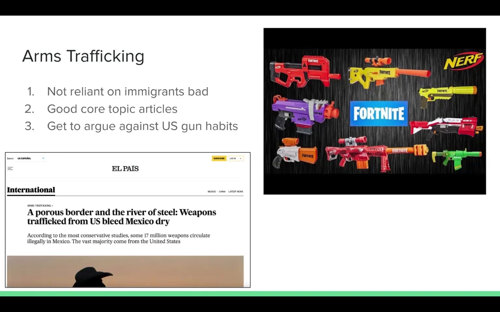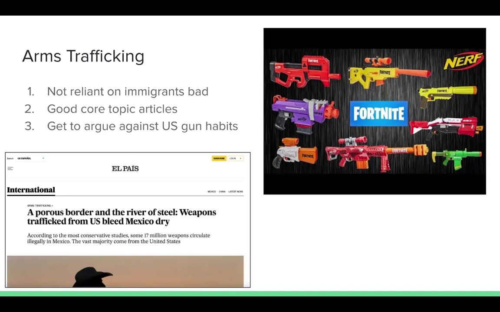that obviously could kill people. And then we have those being sold. People go back with no harm, but plenty of foul. So when we see that, you get to argue why United States gun habits are pretty bad. There are lots of really good articles that I found on this topic already. The one that I linked here is "A Porous Border and a River of Steel: Weapons Trafficked from U.S. Bleed Mexico Dry." This is an article from May of this year. It's really good.